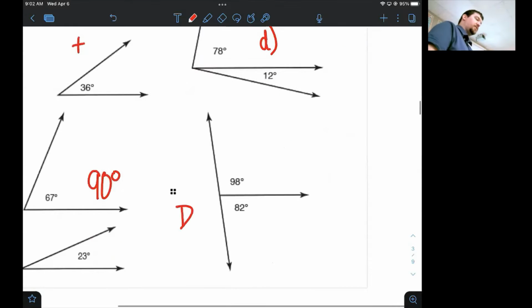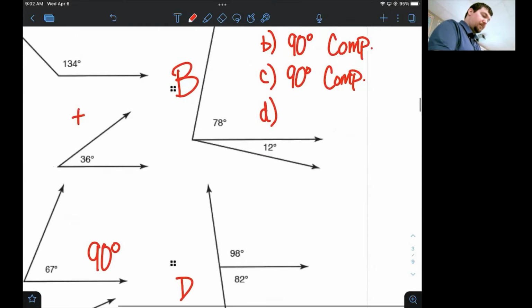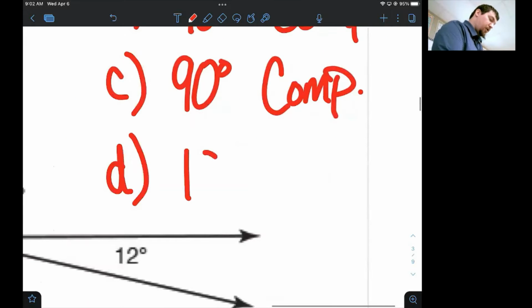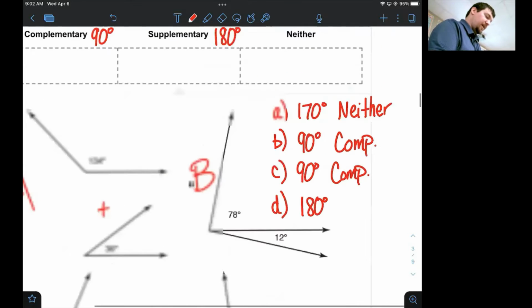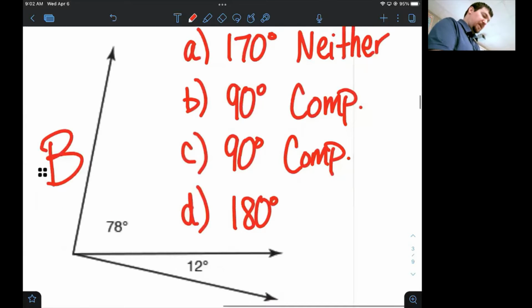They look like they're sitting on a straight line. Let's find out for sure. Hunter, what's 98 plus 82? It is 180. Awesome. And Hunter, what do we call two angles that add up to 180 degrees? Supplementary. That's right. So we can abbreviate that SUPP.